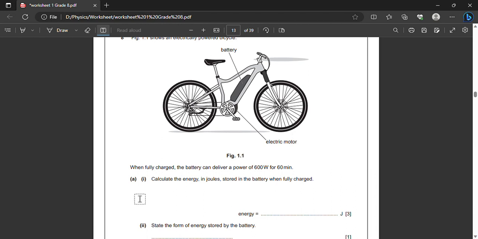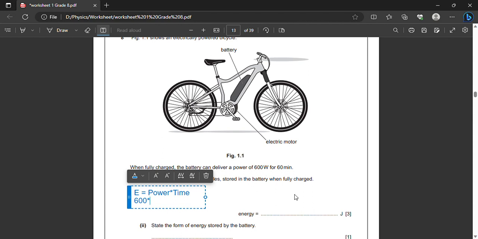So we are asked to find the energy. You state the energy formula. Energy equals, I'm writing P as power, power times time. So the power is 600 watts. Now you convert 60 minutes into seconds. When you calculate that, you get 3600 seconds.